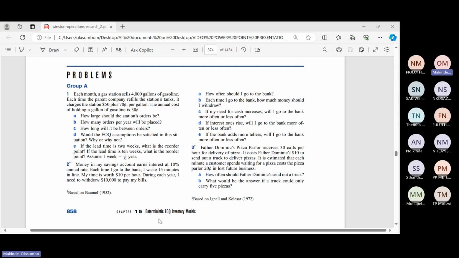Someone said K is $10. Mabuza said $10. How did you get K as 10? Let's see. I see Sakiwe is saying, is it not the time it takes, which is 15 minutes? Yeah, you have an idea to some extent, Sakiwe. If you look at it, don't forget when you go to the bank, you need to read the scenario again.